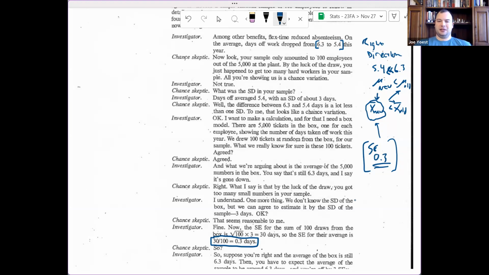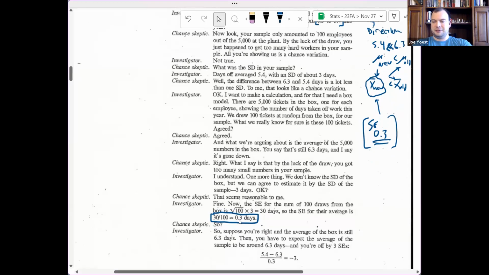In other words, only something like, what did he say, 1 time out of 1,000, when we would draw such a random sample, when we would compute such an x bar from sample data, only 1 time out of 1,000 would we expect to get such an x bar that's that far below, say, a mean of 6.3, that we would come to this kind of conclusion, and that we would argue with this amount of strength that the flex time actually reduced days off.